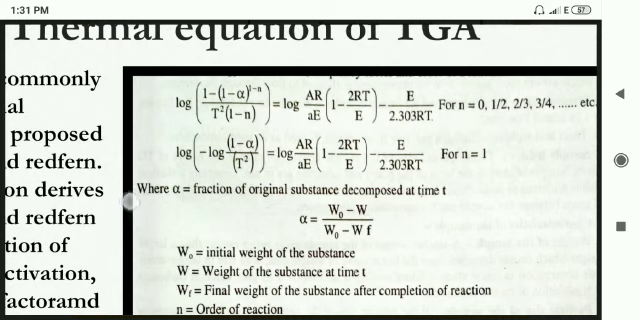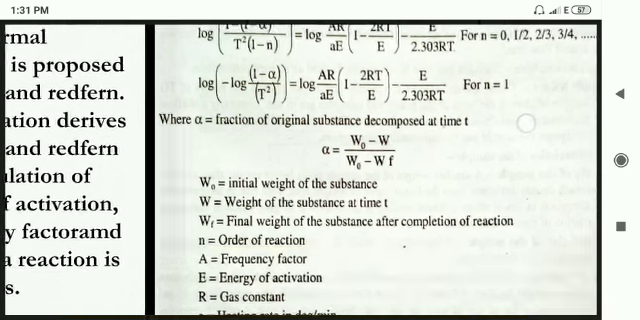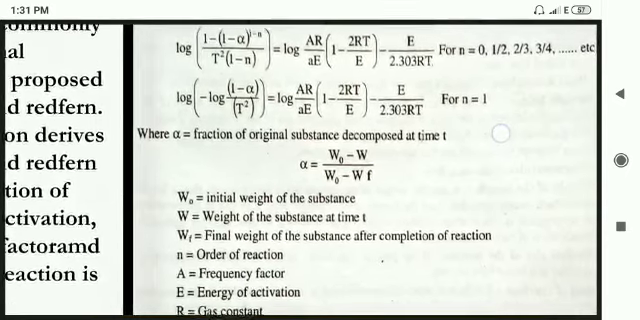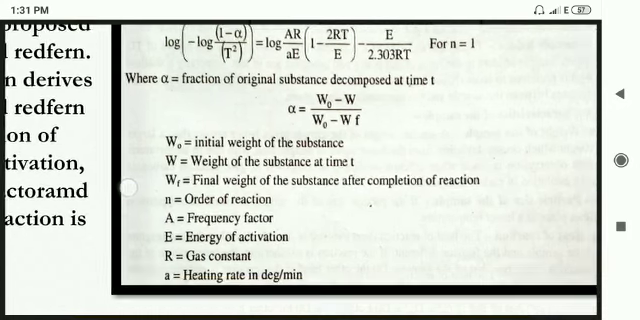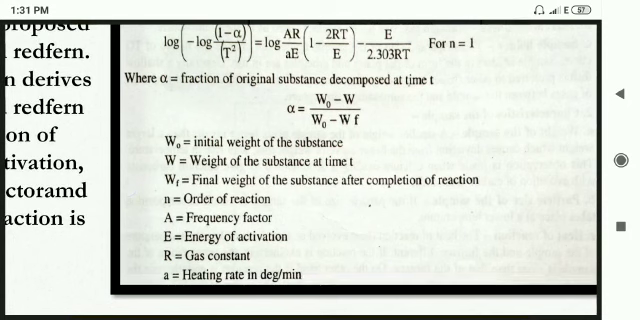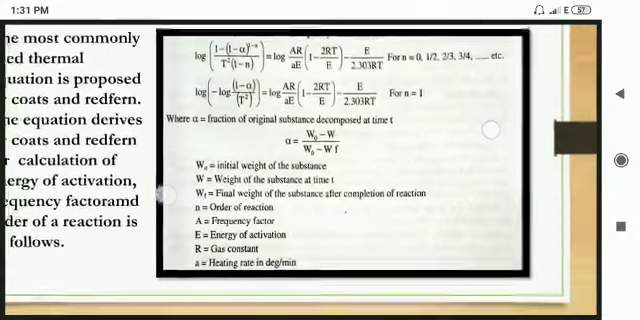And the second equation is indicated for n is equal to 1. The terminology used in this equation indicates that W0 is nothing but the initial weight of the substance. W is the weight of the substance at time t. WF is the final weight of the substance after completion of the reaction. n is the order of reaction. A is the frequency factor. E is the energy of activation. R is equal to the gas constant, and A is equal to the heating rate in degrees per minute.